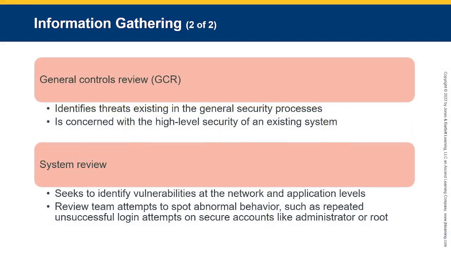We also do a general controls review, or GCR. It identifies a threat existing in the general security process and is concerned with the high-level security of an existing system. When we do a systems review, it seeks to identify vulnerabilities at the network and the application levels. The review team attempts to spot abnormal behavior, such as repeated unsuccessful login attempts on secure accounts like administrator or root.